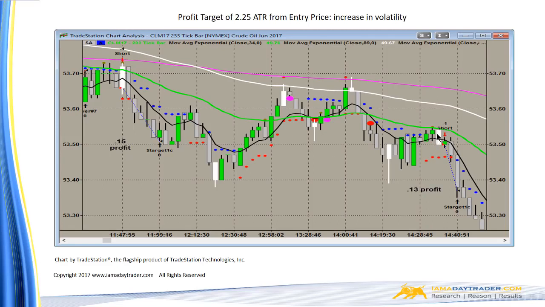Here's another 34B sell. What was our profit target? It's not 8 cents. It's not a fixed amount. It's based upon ATR. In this particular case, a profit objective of 13 cents.